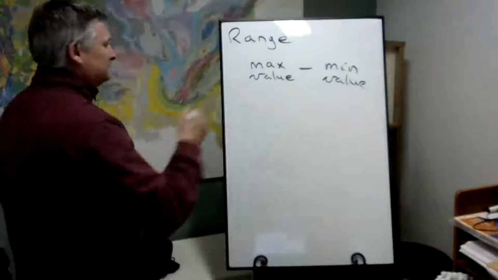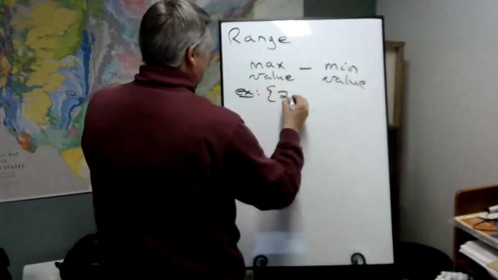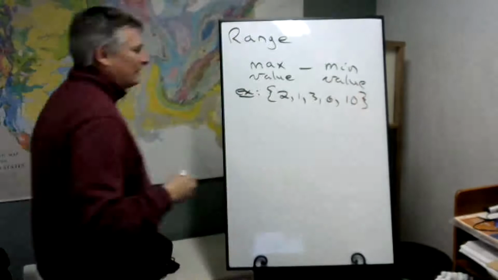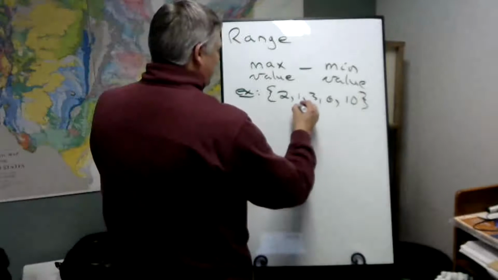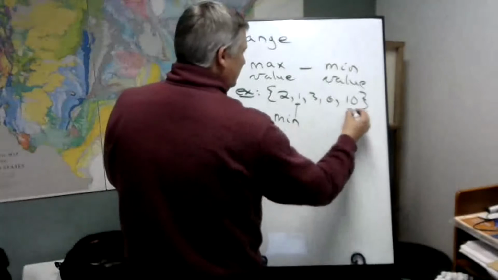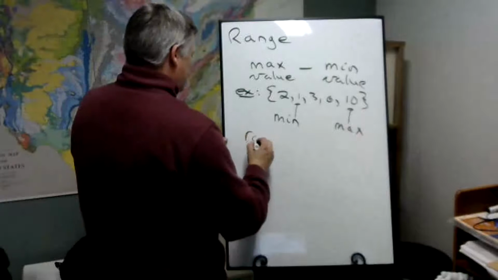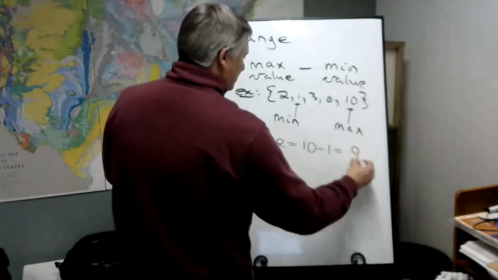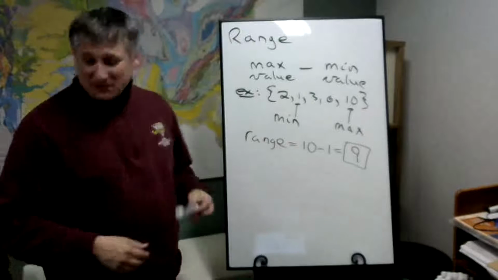So for example, let's say again, this is your data. You want to find the range of this data. Well, the minimum value is going to be 1. The max value is going to be 10. So the range, 10 minus 1, or 9. So that's our range.